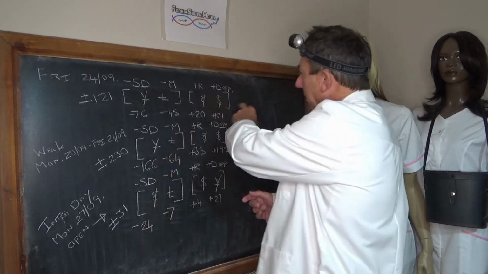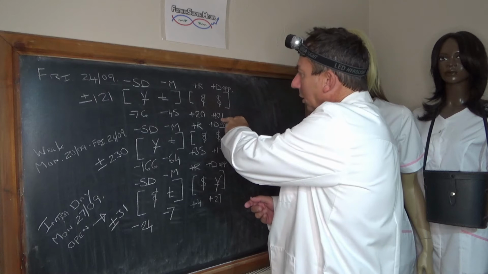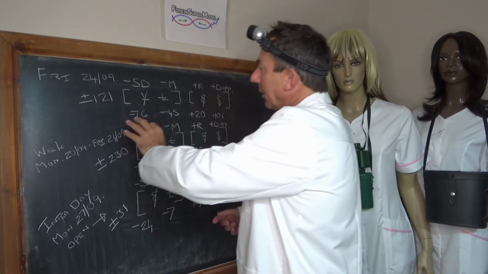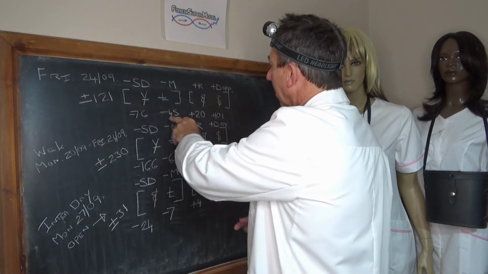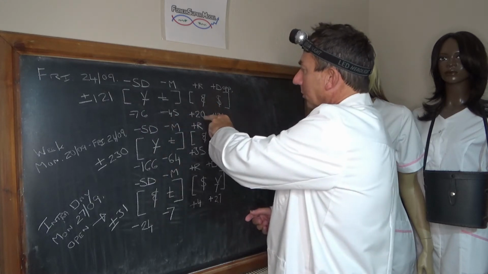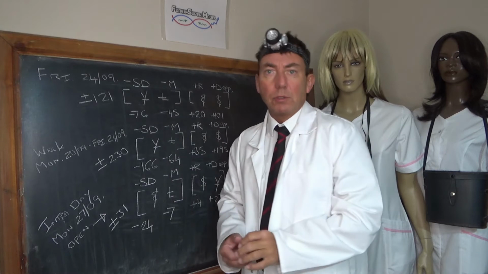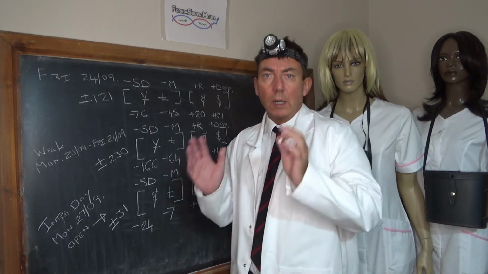We had a positive opposed driver in the dollar at plus 101. Front and back door flows mainly coming out the yen at minus 76, out the pound at minus 45, and the euro was the positive rock at plus 20. Activity plus or minus 121.